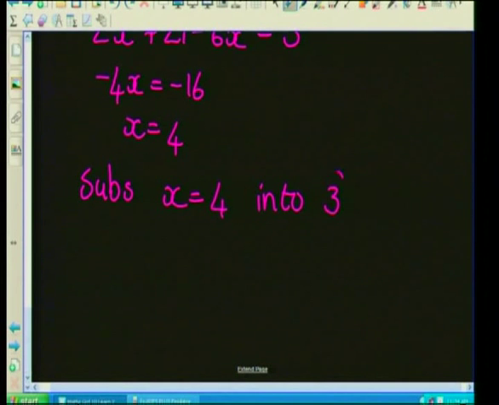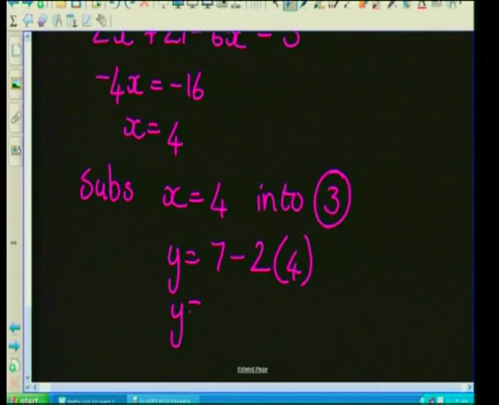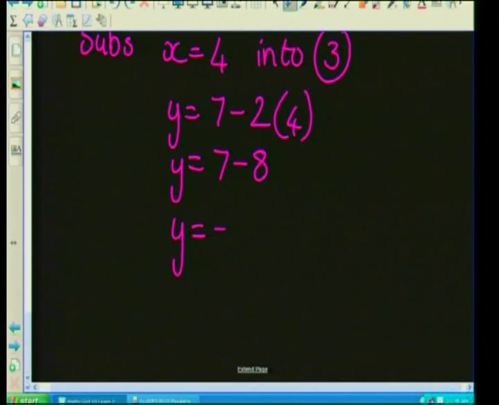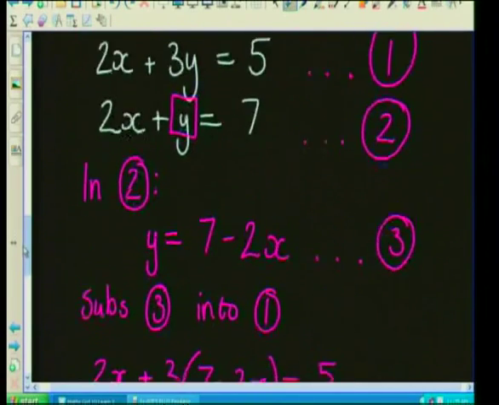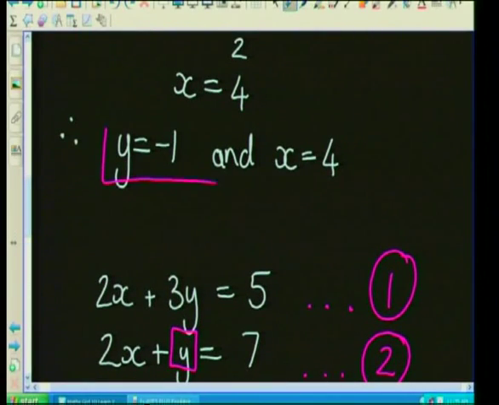So I'm going to substitute it into 3, where y is equals to 7 minus 2 times 4, and let's check quickly that I have written it down correctly. Yes, I have. Multiply it out. Y is equals to 7 minus 8, which means that y is equals to negative 1. Therefore, x is equals to 4 and y is equals to negative 1. We've used two different methods to solve the same problem, and we've got the same answer with both of them. And that shows that you can use both methods.